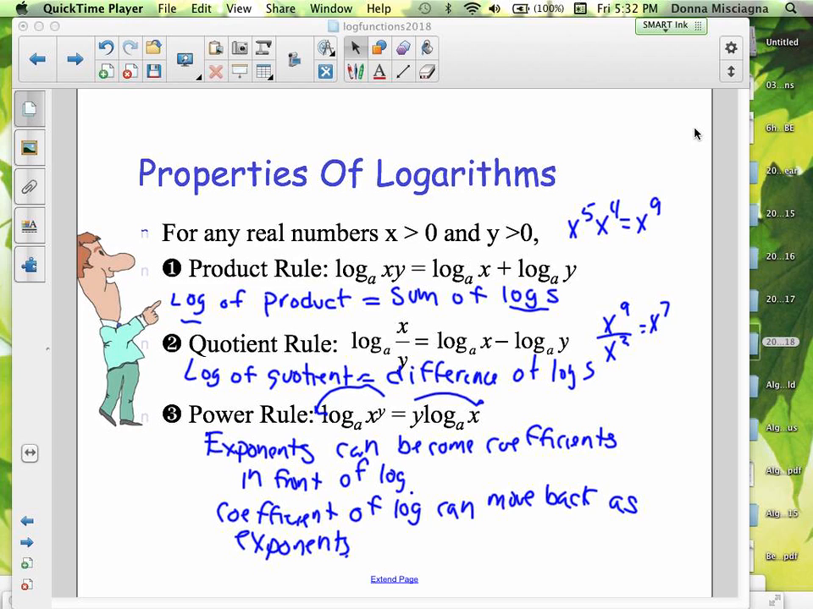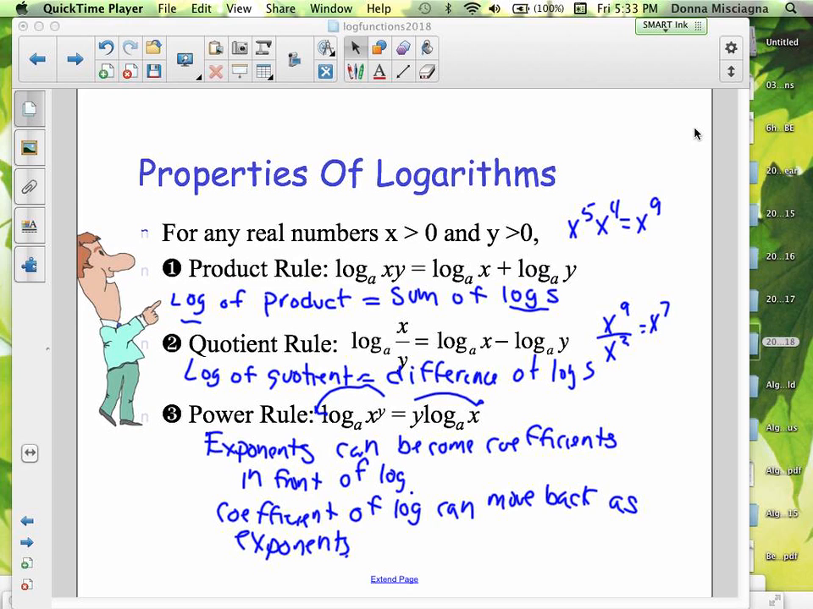Notice that's a log of a single product, or the log of a single quotient, that's equal to the sum of logs. So we're going to have one log as a product or one log as a quotient that's equal to the sum of all the individual parts, however many parts are in that product or quotient. And for the quotient rule, the log of a quotient is equal to the difference of logs because when we divide like bases raised to a power, we subtract exponents.